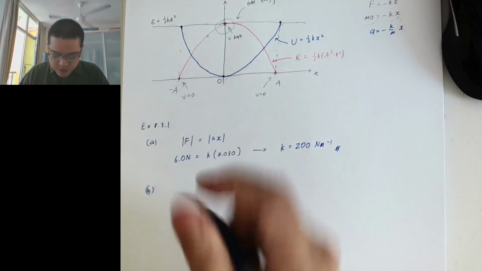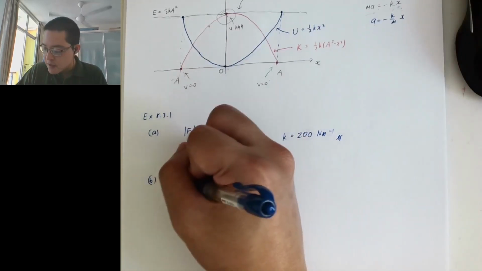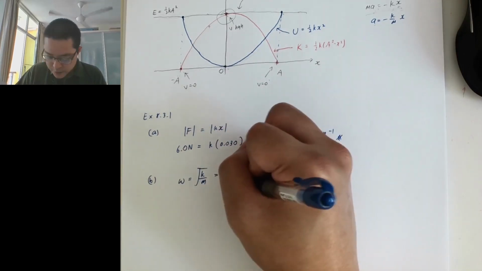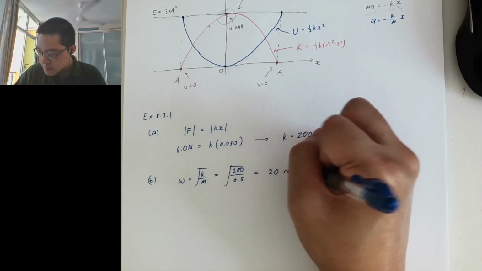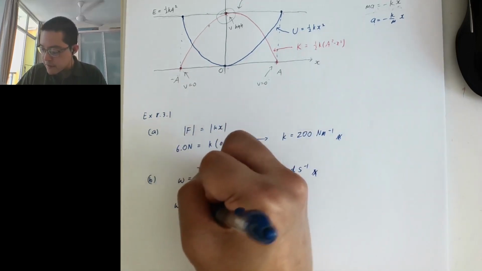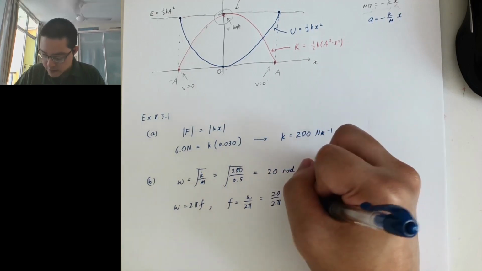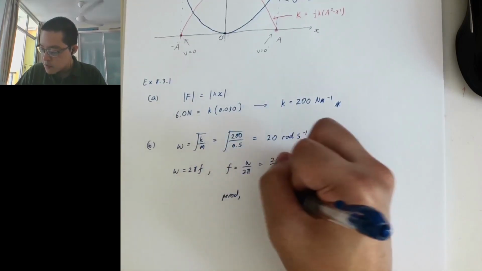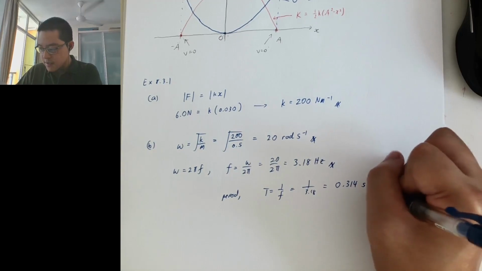Okay, so the next thing I want to do is find omega, f, and the period. This one is just substituting in formulas. The angular frequency is given by the square root of k over m. k is 200 newtons per meter, m is 0.5 kg. If you calculate everything, it's the square root of 400, so it's 20 radians per second. Then from omega we can easily get frequency because omega is equal to 2 pi f. So f is omega over 2 pi, which is 20 over 2 pi. If you divide, you get 3.18 hertz. Then the period is 1 over f, so 1 over 3.18, which is 0.314 seconds. So this is the period.